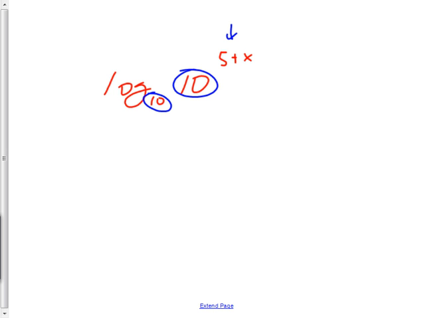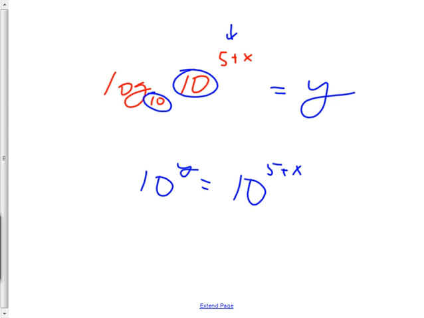Now, you could go and say equals y, some other variable, and then say 10 to the y equals 10 to the 5 plus x. And then since the bases are the same, you could cancel them. And then you could say the answer, y, has got to be 5 plus x. But it'd be a lot simpler if you can just notice it. Hey, that's got to be the answer, 5 plus x.